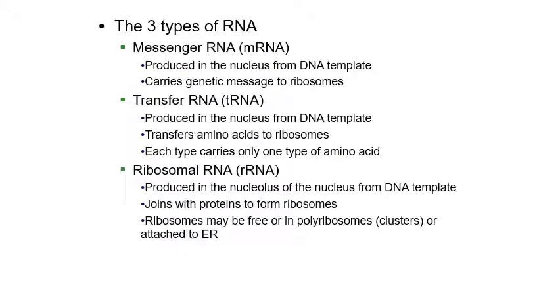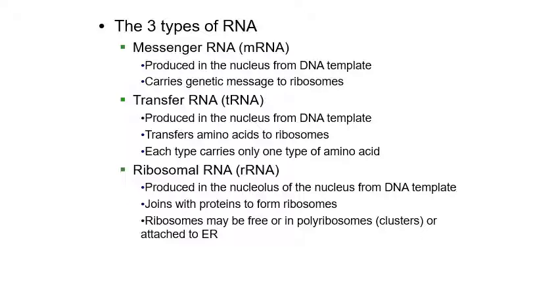All right, so the three different types of RNA that I mentioned. The first one, messenger RNA or mRNA, is exactly as described. It is a messenger molecule. What it does is it gets made in the nucleus as a copy of a single gene, right? So your DNA is organized into genes, and each gene is a recipe for a protein.